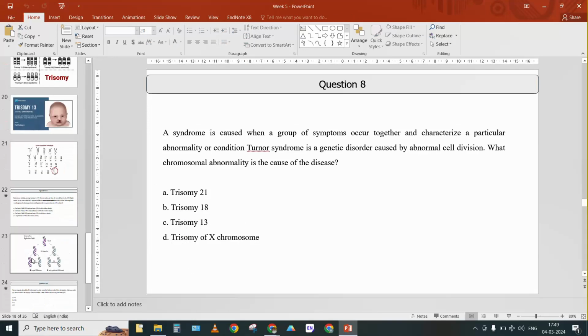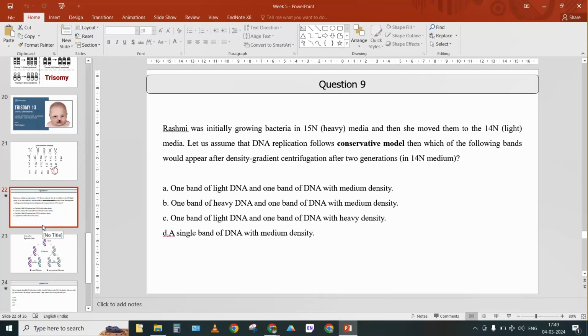Moving to the next question, question 9. Question 9 states that Rashmi was initially growing bacteria in 15N, the heavy medium, and then she moved them to 14N, the light medium. Let us assume that DNA replication follows the conservative model. I told you in the last to last question what the conservative model is.